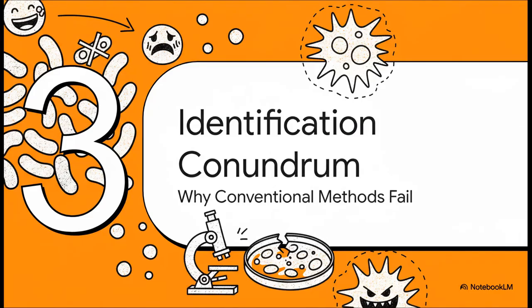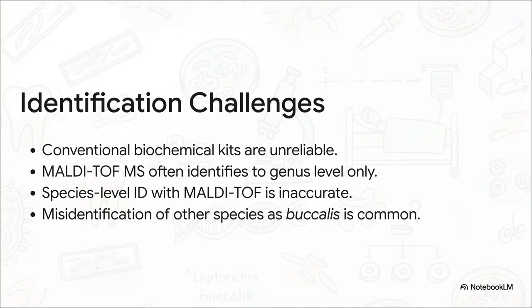And all of this leads us right into Section 3, the identification conundrum. Let's take a look at why our conventional methods so often fail us with this particular organism. So here's the deal. Your standard tools might just let you down. Conventional biochemical kits like API, they're notoriously unreliable for this.